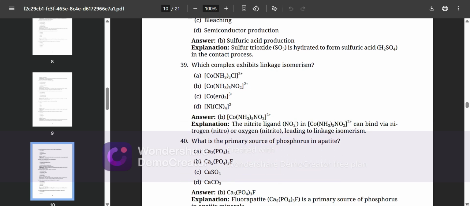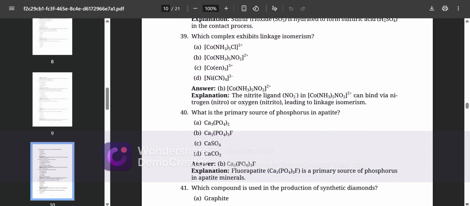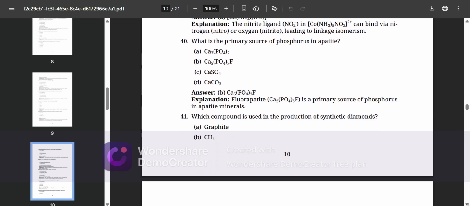Which complex exhibits linkage isomerism? [Co(NH3)5(NO2)]2+. The nitrite ligand NO2- in [Co(NH3)5(NO2)]2+ can bind via nitrogen (nitro) or oxygen (nitrito), leading to linkage isomerism.